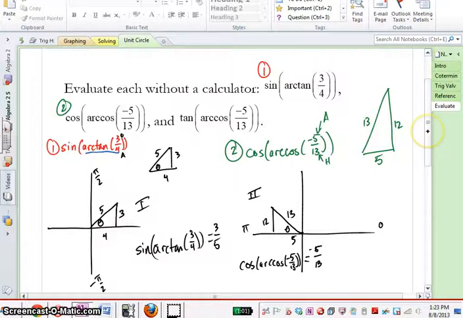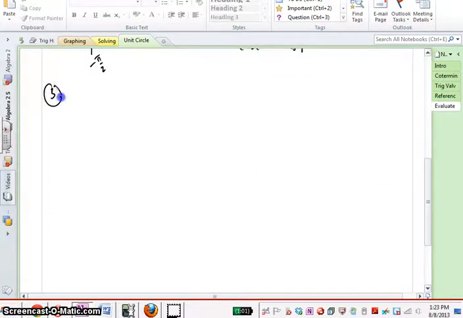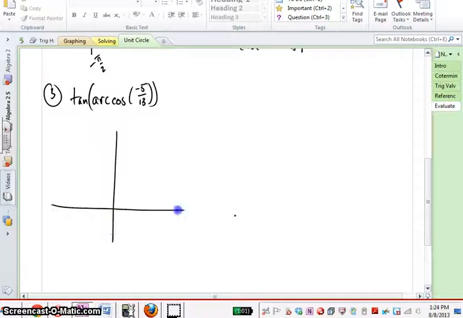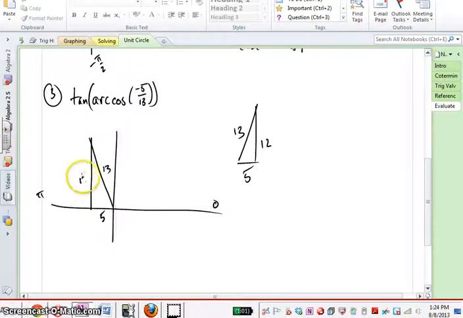For the last problem, we have tangent of arccosine of -5/13. And at this point, I'm hoping that you're saying, wait a minute, I've seen -5/13 before. That's our triangle that we just worked with, that 5, 12, 13. You know that when we were talking about arccosine, it went from 0 to pi. So our triangle would have to be here, just as it was before, 5, 13, 12, -5.